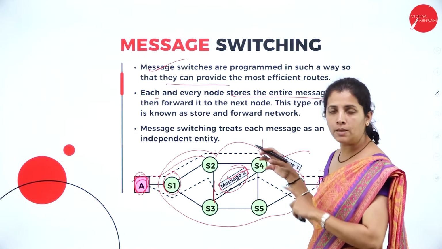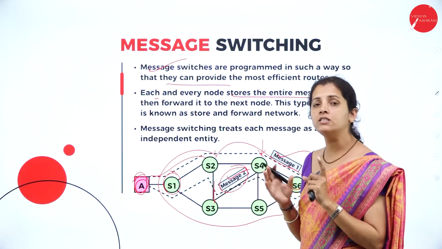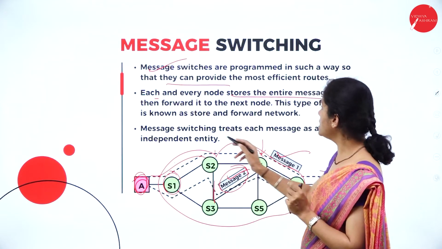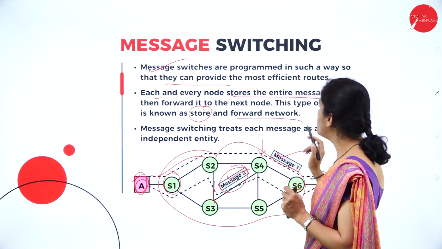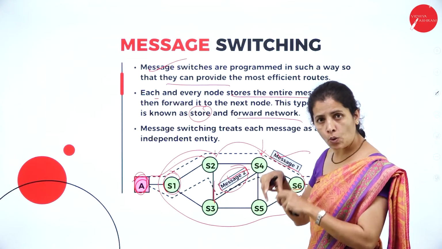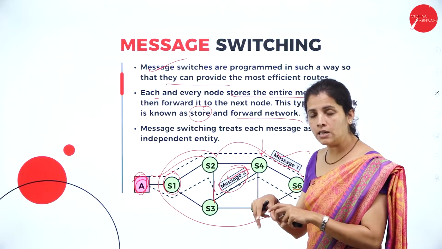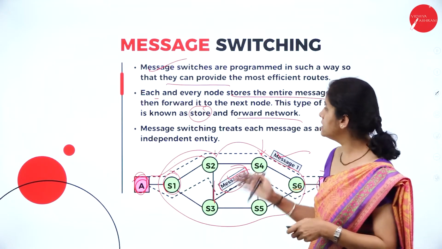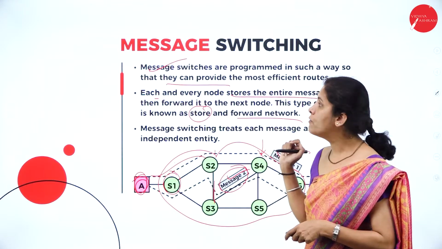Now, to store the message, I must have sufficient memory. This technique is known as a store and forward network. Each message is stored in the mediator or intermediate node, and then that message is forwarded. For that reason, it is called store and forward.